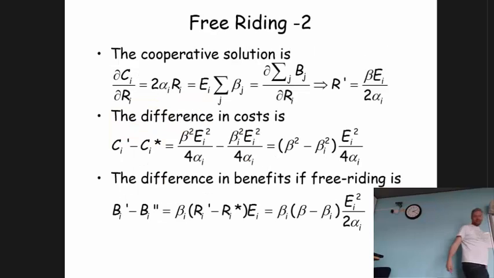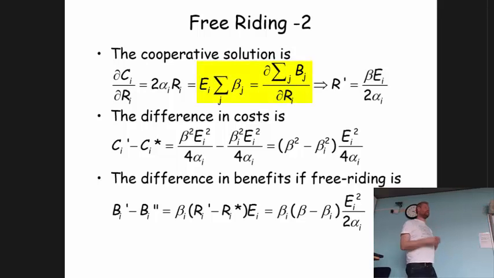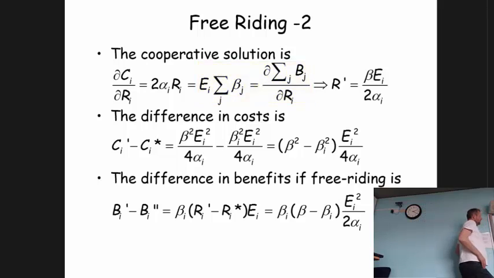That is what goes on here, and that becomes the sum of the betas, but weighted by your own emissions, E_i. So that implies that optimal emission reduction in the cooperative case is of very similar form: beta times E_i over 2 alpha_i, where beta is now the sum of the beta_j's. So it looks very similar, right?